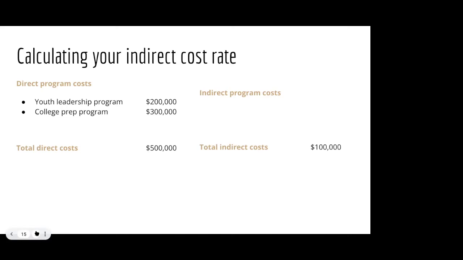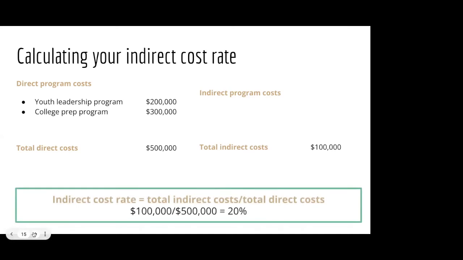With this example on the screen, the total direct costs in running these programs is $500,000. We've got that big, nice round number here. But the indirect costs, the rent, the utilities, I made up and said that that's $100,000. The indirect cost rate is the total indirect cost divided by the total direct cost. I'm not sure if I said that correctly. So in this particular case, the rate is 20%, or $100,000 divided by $500,000.